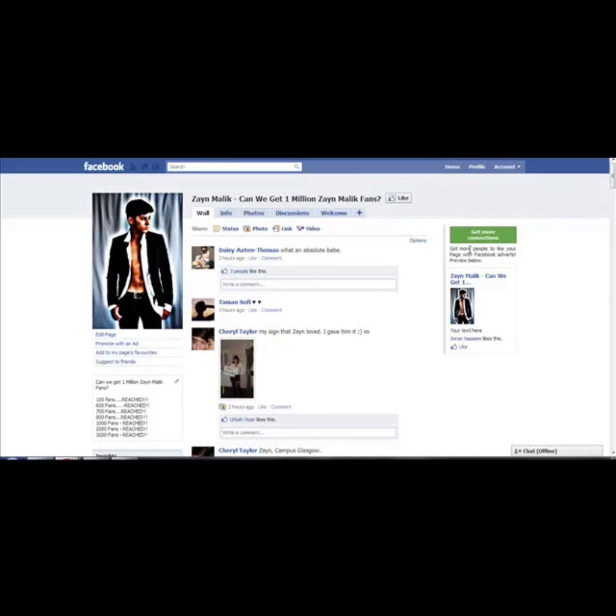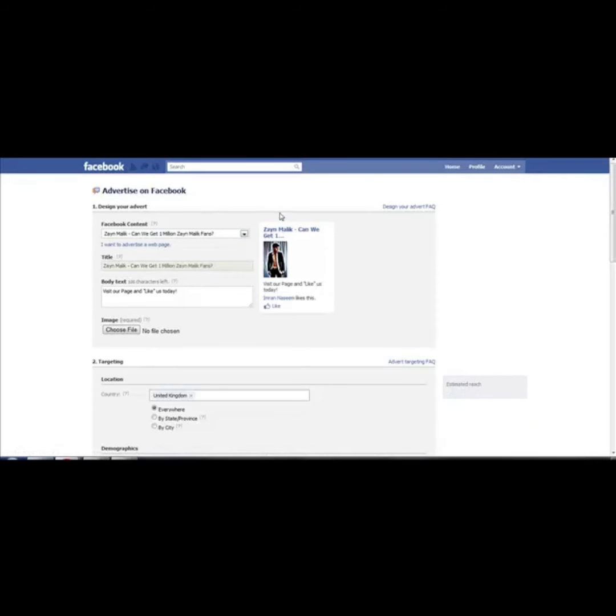First things first, once you create your fan page, you need to click on promote with an ad. As you can see here, if I'm going to be promoting this fan page, I'm going to be clicking on promote with an ad. Then you should be taken to a screen like this. In the guide I showed you the campaign I created for this fan page.